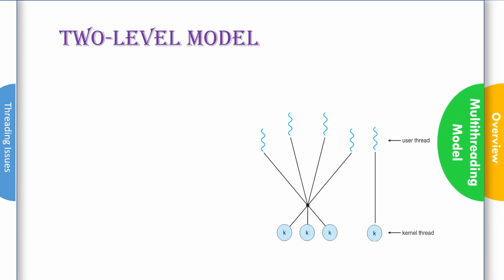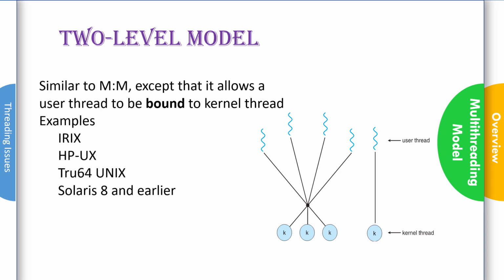Another version of this multi-threading model is the two-level model. In a two-level model, there are again multiple user threads bound to multiple equal or lesser kernel level threads, but the only difference is that a user thread can also be bound to a kernel thread. Examples of this kind of multi-threading model are IRIX, HP-UX, Tru64 Unix, Solaris 8 and earlier.